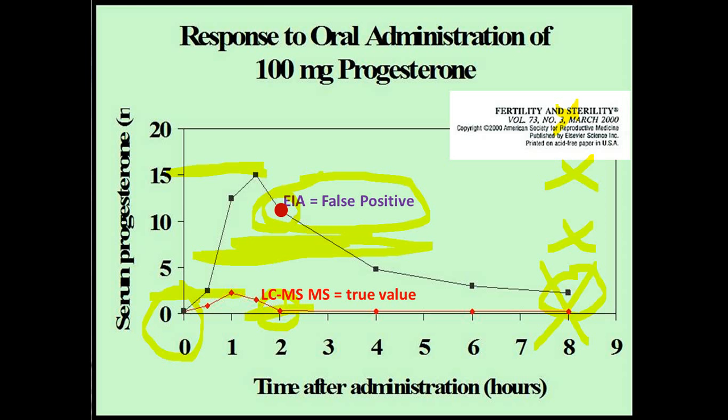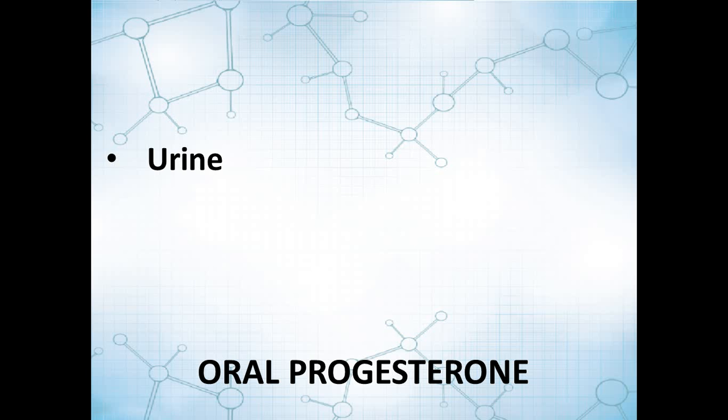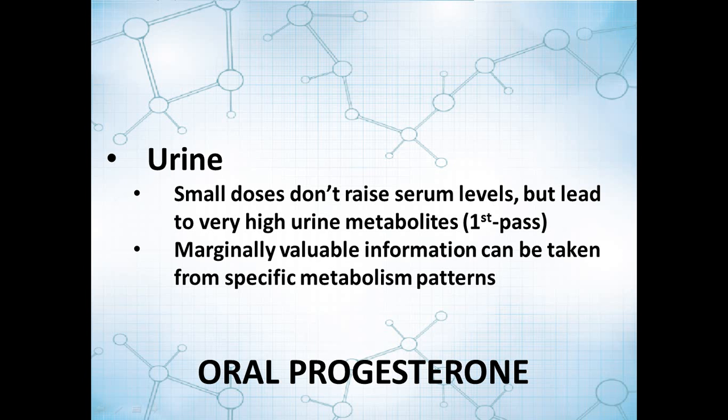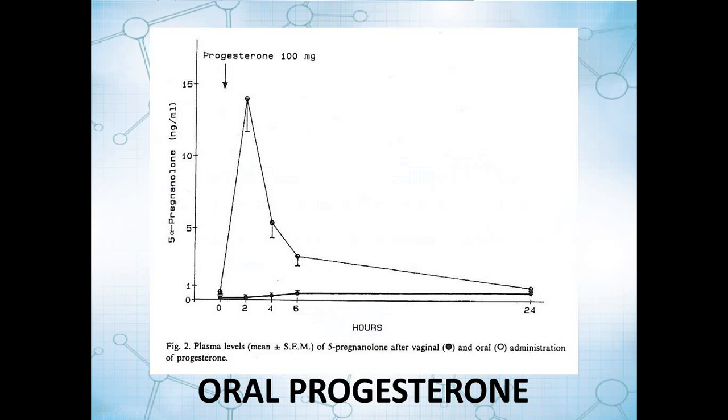So that's from Fertility and Sterility in March 2000. With urine, what do you get? Small doses don't raise serum levels of actual progesterone. We saw that, right? But they lead to very high urine levels because you're measuring a metabolite. So you can get some information from this that's helpful, because the metabolites are what's creating a lot of the clinical effect. Does progesterone help you sleep when you take it orally? No, not really. Allopregnanolone is what helps you sleep, and of course you make that from your oral progesterone.